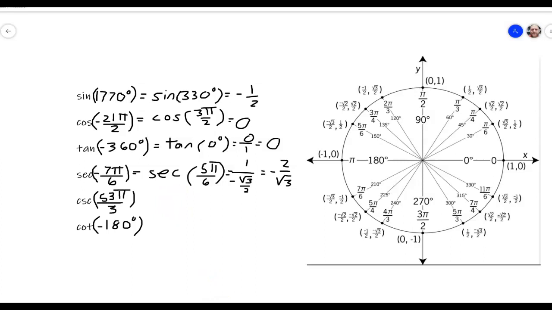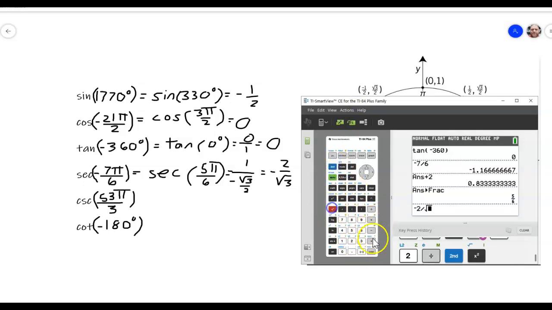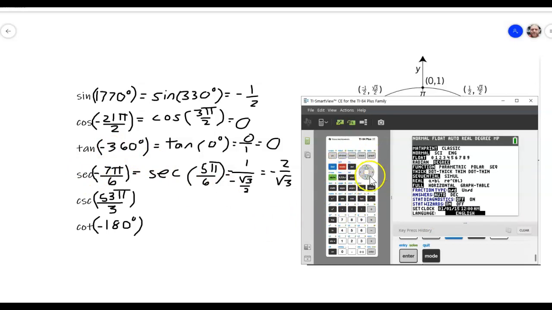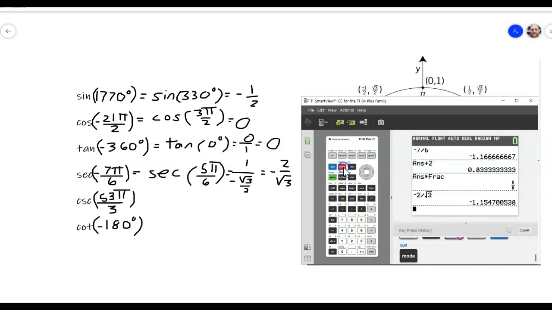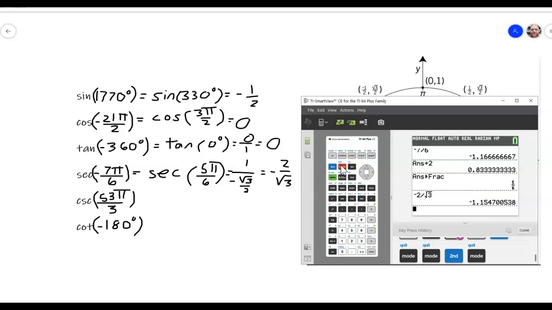And this would be a hard one to just do in your calculator. So this is what we're going to do. First I'm going to put the negative 2 divided by the square root of 3. Second, square root of 3. And I get this decimal here. Now, in order to do secant there, let me make sure that I change my mode back to radian. These TI-83s and TI-84s do not have the secant, cosecant, cotangent.